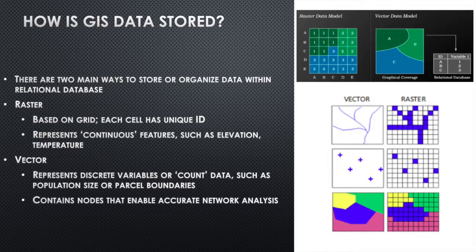There are two main file types in which GIS data is stored. The first is the raster file type. This is based on a grid system where each cell has a unique ID or primary key. This represents continuous features such as elevation or temperature. The other is a vector file type. Vector files represent discrete variables or count data, such as population size or parcel boundaries.